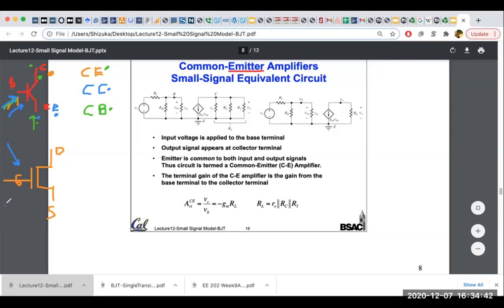Same logic. We send the signal to the gate, and we get a signal at the drain. So, common name states. What is the name of this amplifier? Sending a signal at the gate, output at the drain. What is left? It's common source. Common source.